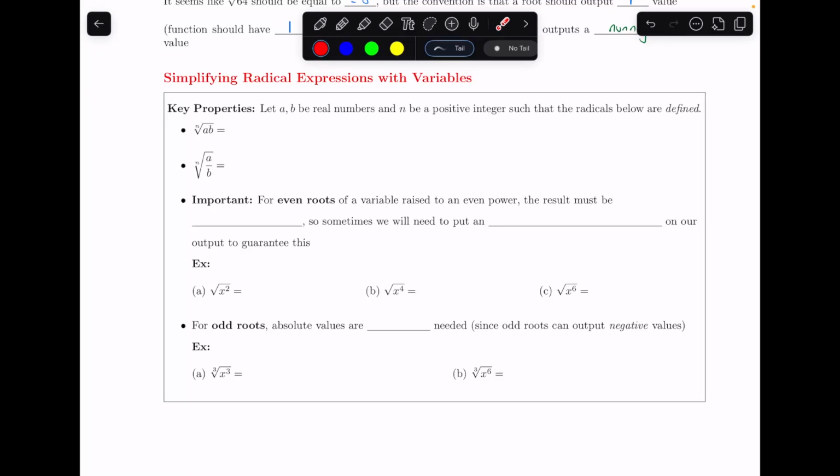In this video, we are going to learn about how we simplify radical expressions with variables. So radical expressions means roots. So when we have variables inside of roots. So first, some key properties.